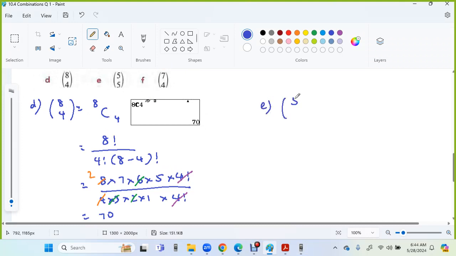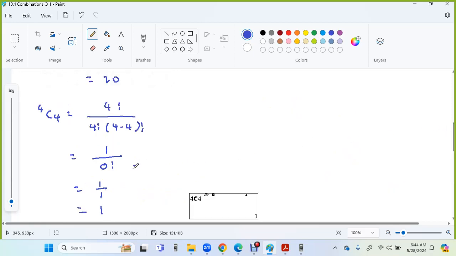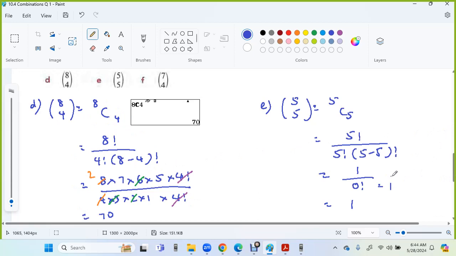Then E is easy. E, we have 5C5. Then we know it will be 1, because nCn equals 1. But if you want to do the calculation, then it will be 5 minus 5 factorial, then we have 1 over 0 factorial. It will be 1, because 0 factorial is actually equal to 1. So this will be 1 over 1. Then it will be 1.